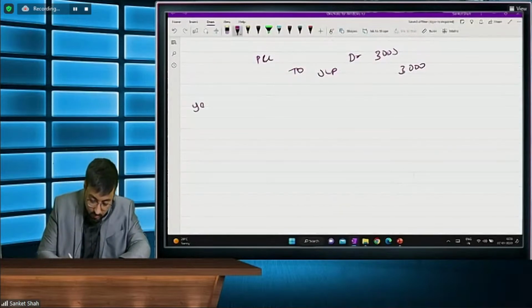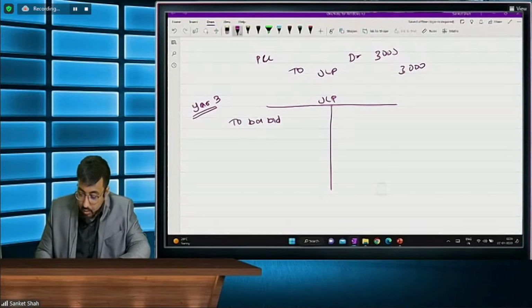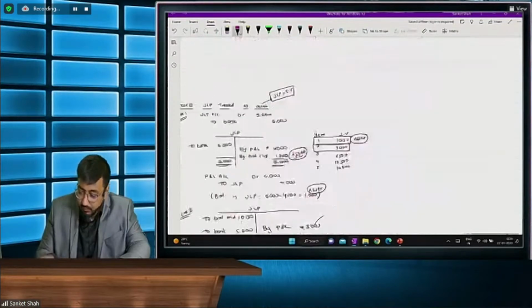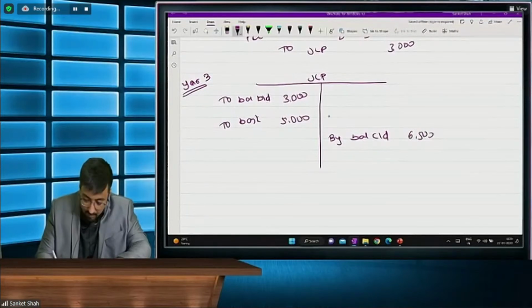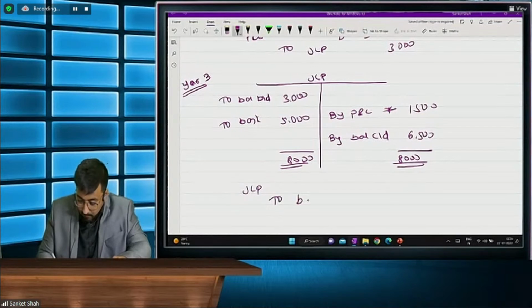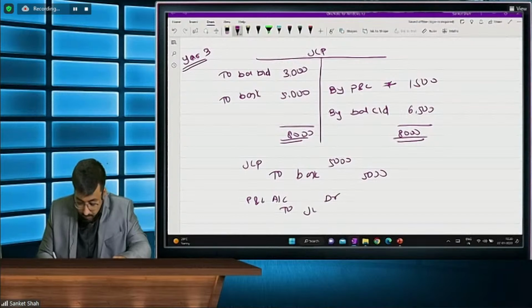Year 3, write down. JLP to balance brought down, last is 3,000. To bank 5,000. By balance carried down 6,500, and by P&L 1,500. JLP to bank 5,000 and P&L to JLP 1,500.